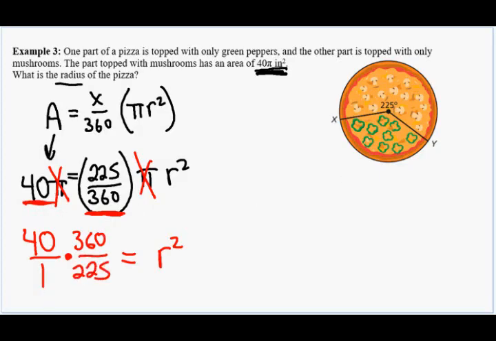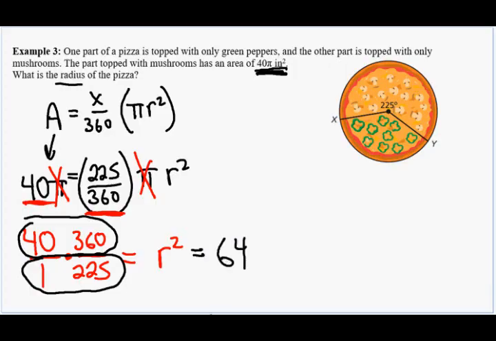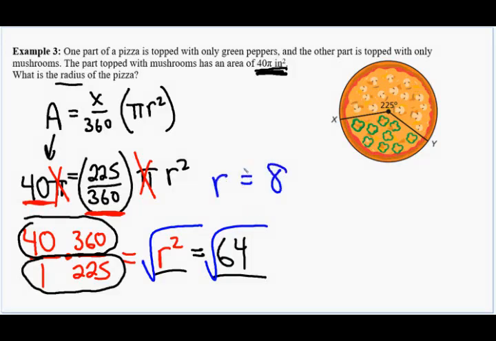So if I multiply my numerator times my numerator, and my denominator, 225 times 1, I'm going to get some value. And actually, if you do that right on the calculator, it's going to turn out to be a nice 64. 64 is equal to r squared. How do we get rid of the squared? We square root. The radius is equal to 8. What's our units? Inches. 8 inches. There we go.